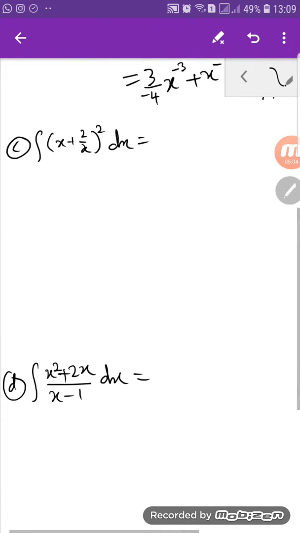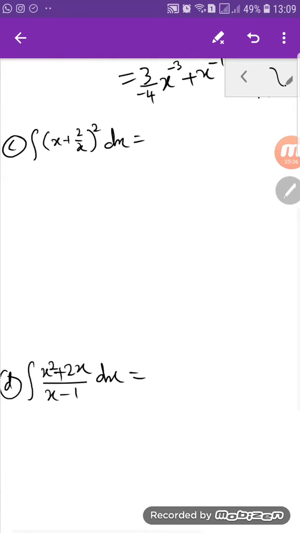Let's move on to the third one. Okay, in this case we have a bracket that has a power. There are two ways of doing that. Not really, there's only one way, because 2 over x is not power 1, it's a power minus 1. So we might as well expand them, since it's a square, right?